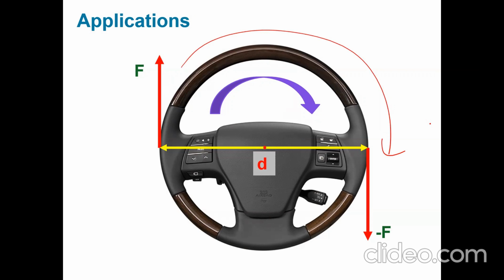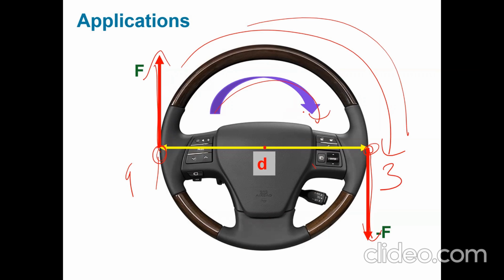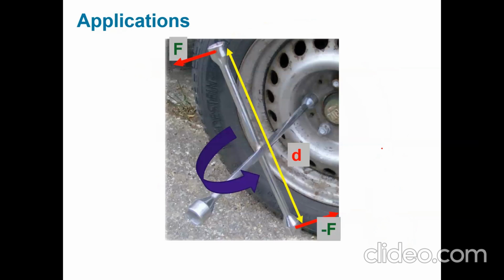Let's assume that you are holding your hands at the 3 o'clock and 9 o'clock positions. You're holding the wheel and then rotating it. With your hands, you're applying equal and opposite forces to create that moment to turn your wheel. So that is a couple: equal and opposite forces separated by a perpendicular distance.